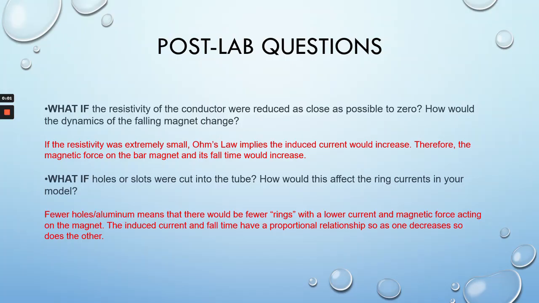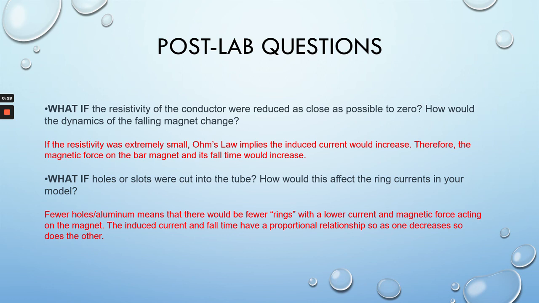So, how would the motion of the magnet change if the aluminum's resistance was reduced to nearly 0? Well, Ohm's law states that current equals voltage divided by resistance. Therefore, an extremely low R value would yield a large induced current. Because current and magnetic force are proportional, the bar magnet would experience a larger force and as a result, take longer to fall through the tube.